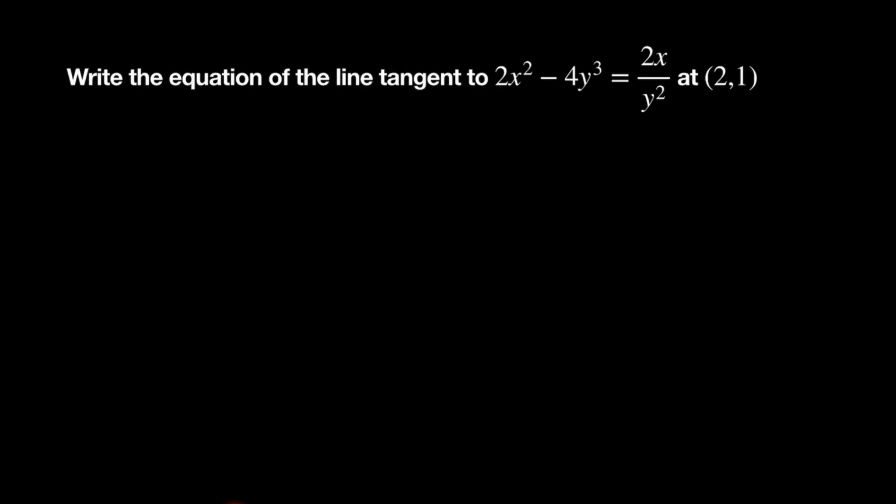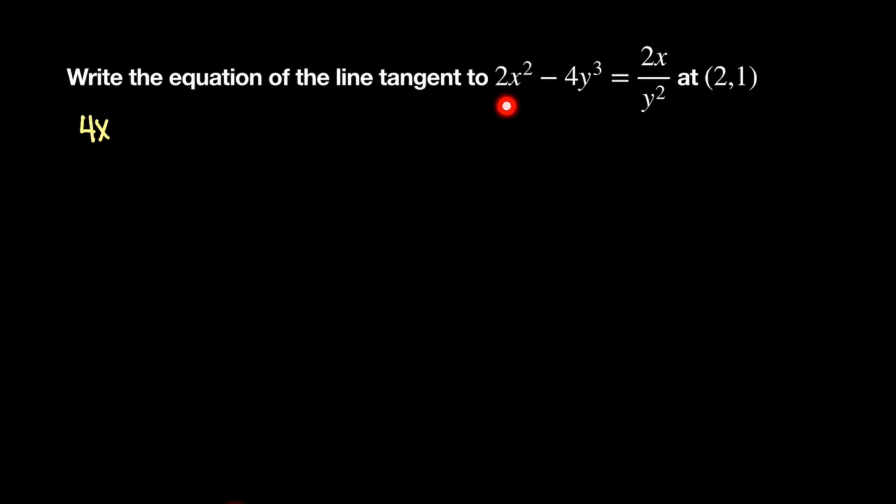All right, let's do another example. Write the equation of the line tangent to 2x squared minus 4y to the third equals 2x divided by y squared at the point (2, 1). If I want to find the equation of a tangent line, I need to find the slope. To find the slope of the tangent line, I'm going to have to find the derivative. So I'm going to take the derivative implicitly, one term at a time.